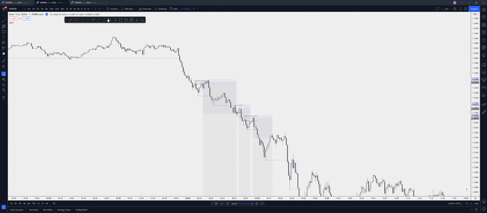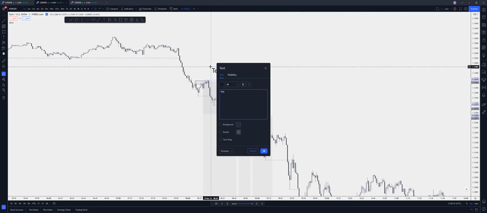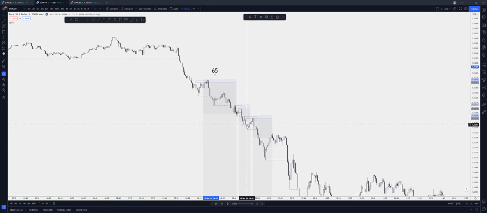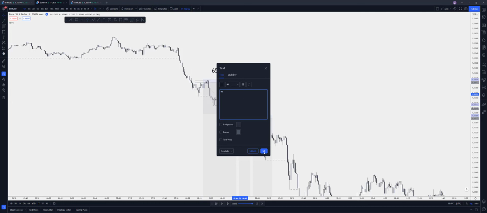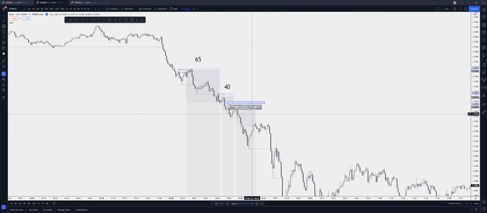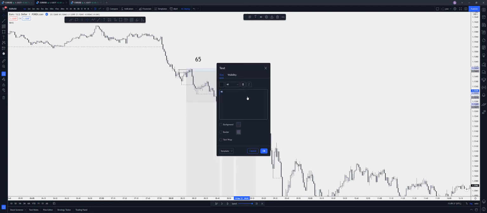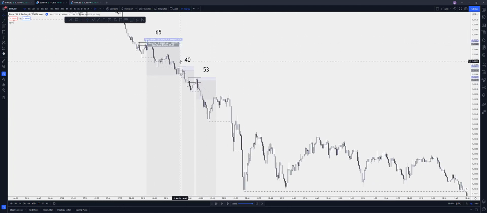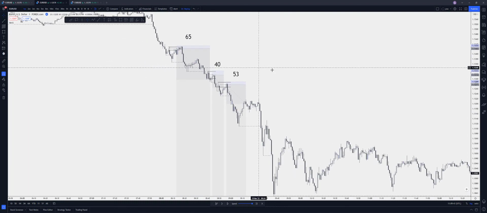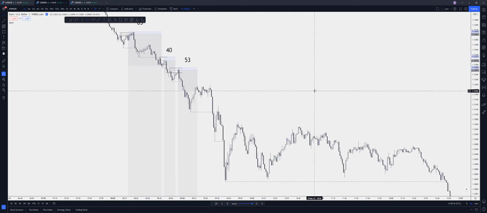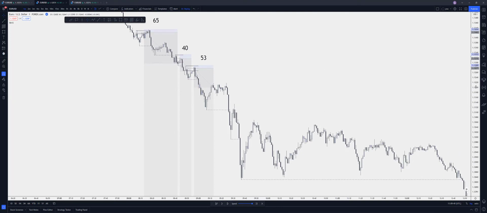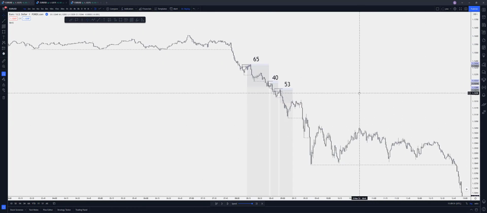65.6. So let's just say we got a 65, we got a 40, and we've got a 53 on this one. So that's a lot of R. That's 105, 158, 158 R in one day. Just following the 1 minute price. Once momentum kicks in, once demand starts to fail, we've mitigated a 4-hour supply.